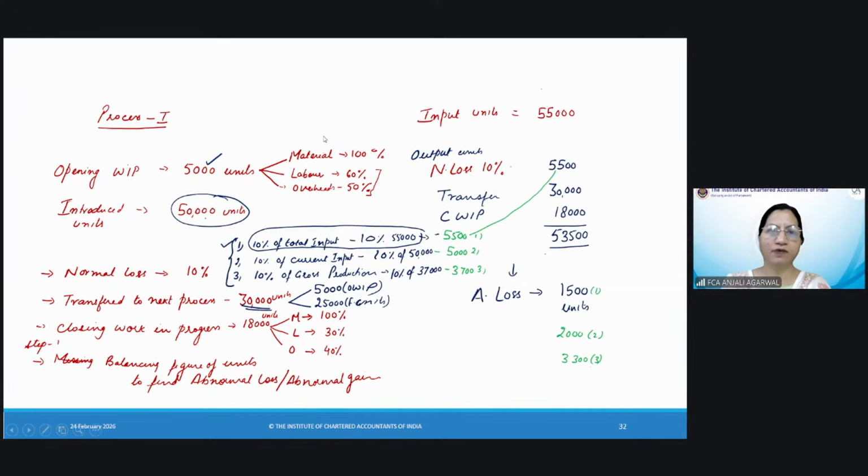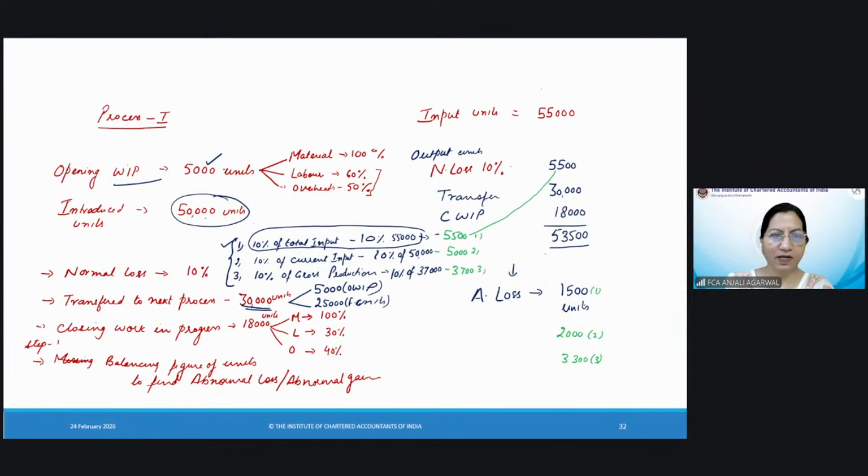FIFO says if you have transferred 30,000 units to the next process, the answer will either be abnormal gain or abnormal loss. So if we follow FIFO and we have transferred 30,000 units to the next process, FIFO says the units you transferred were first 5,000 of opening WIP and then balance 25,000 from the current production, current introduced units.